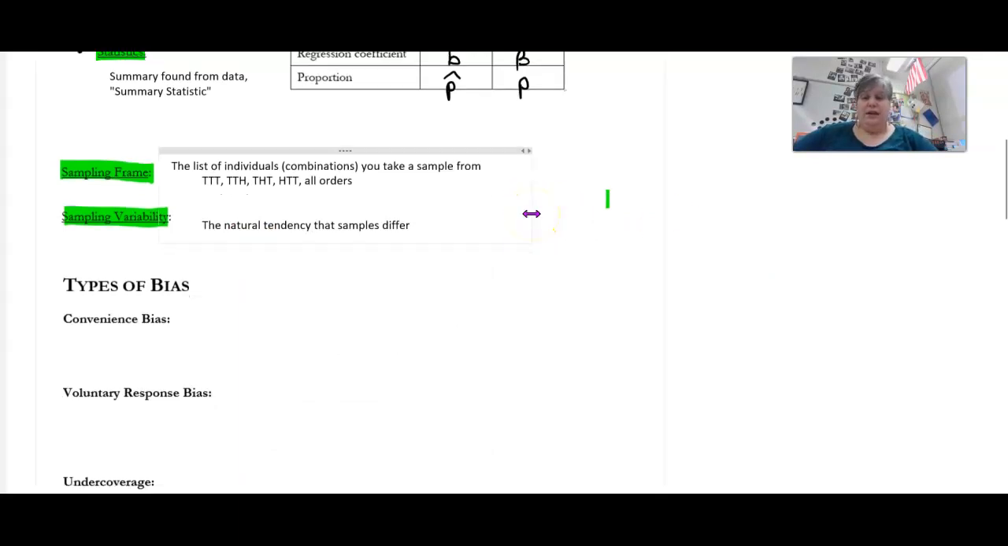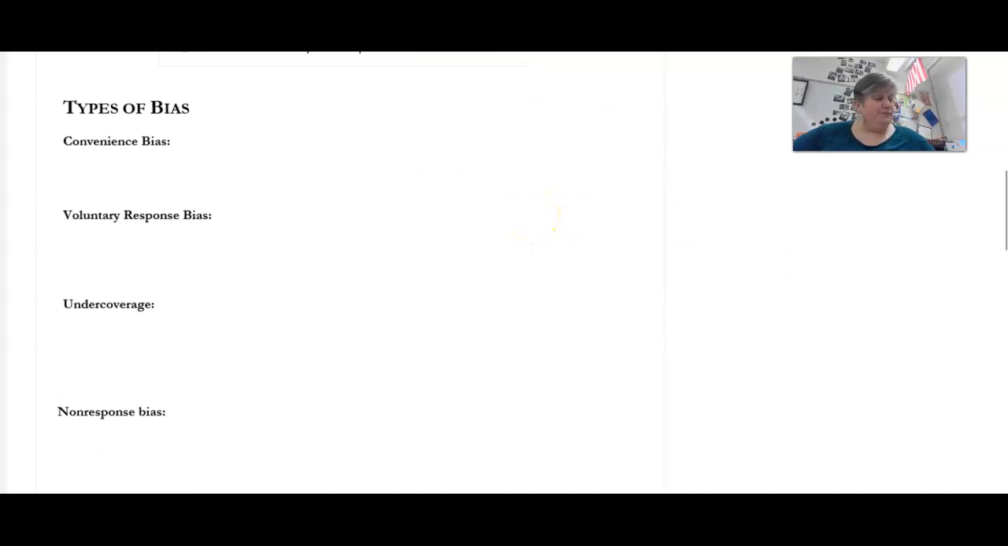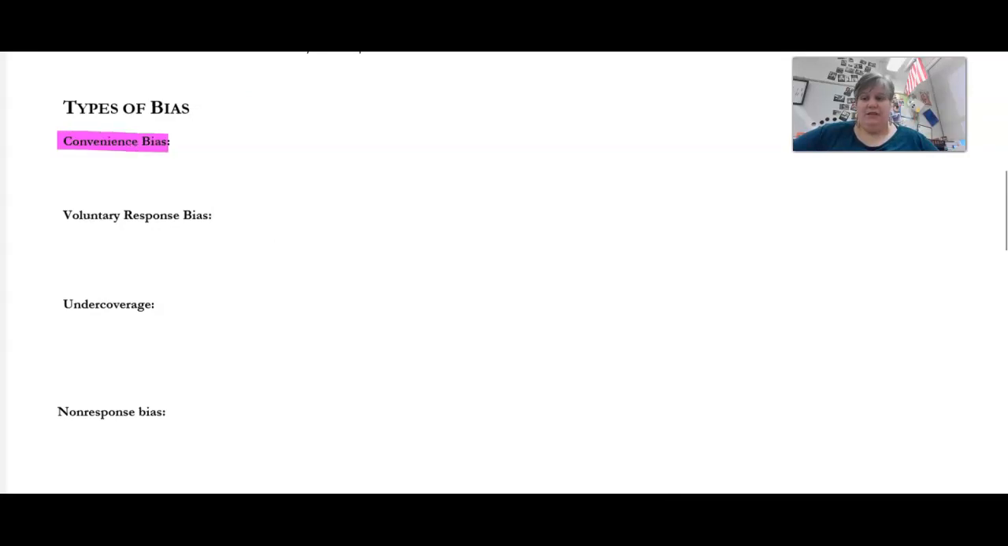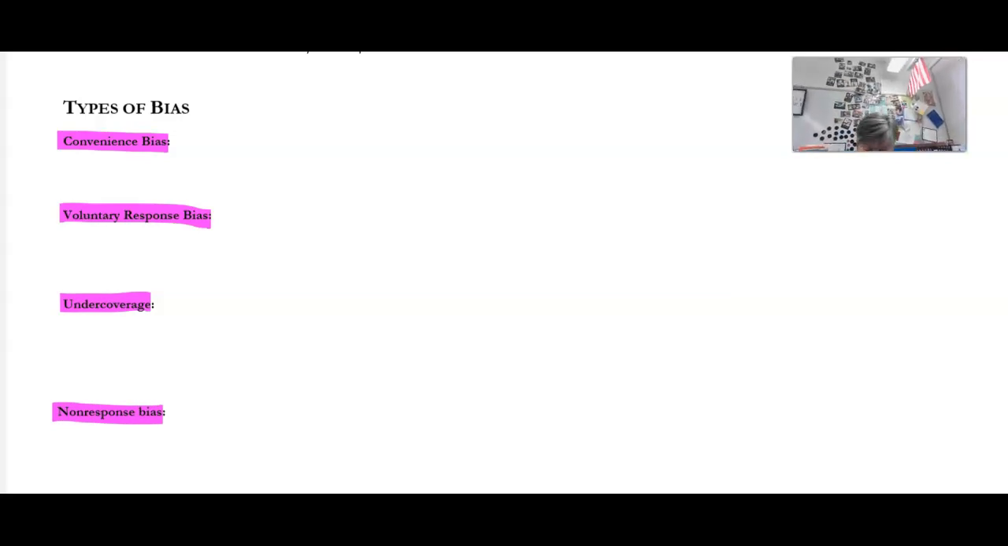Okay, so now we have to talk about the different types of bias. Some of these types of bias are going to feel like they overlap. Sometimes you can have more than one bias, and you have to pick the one that's more important, or the one that's standing out more.